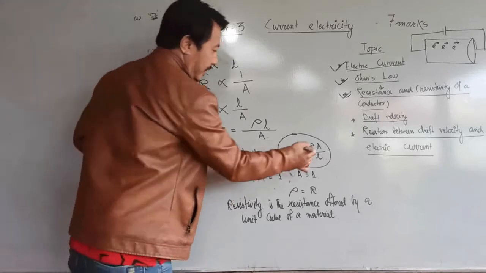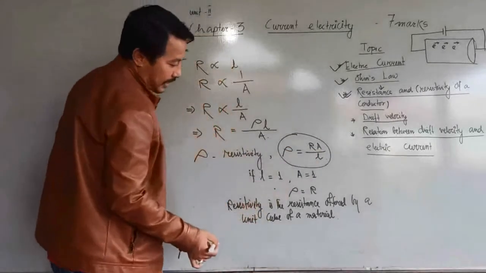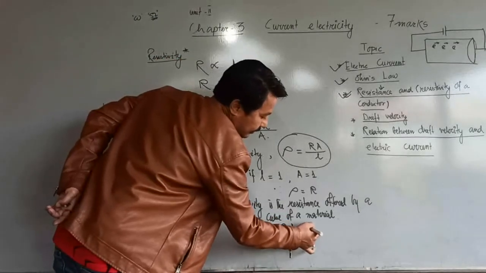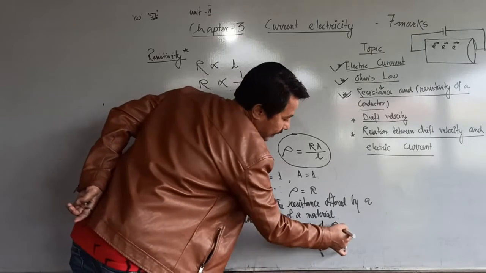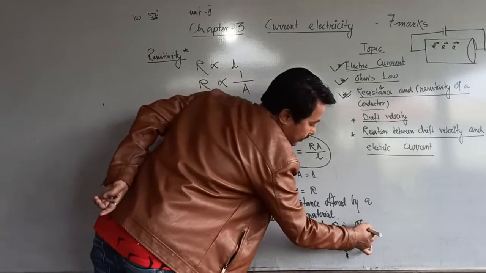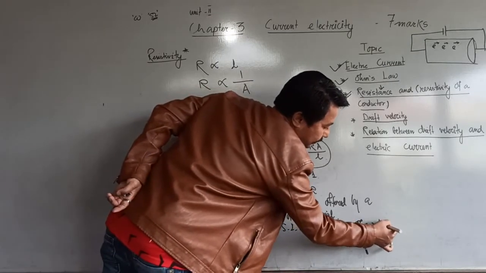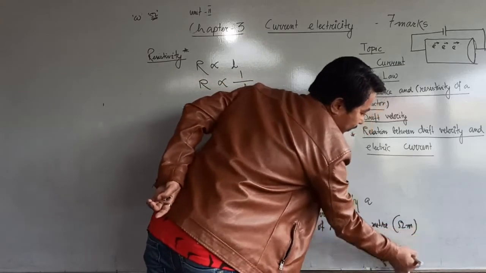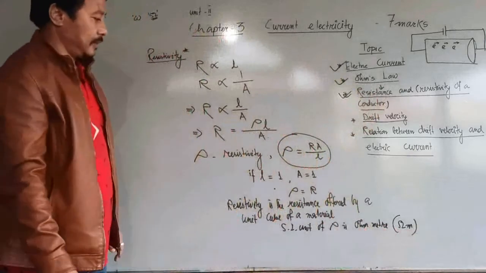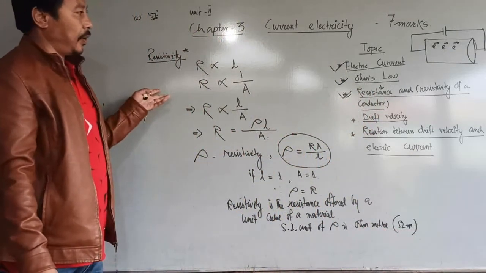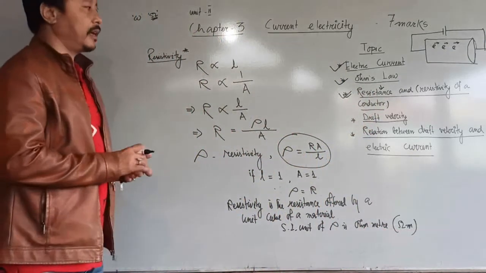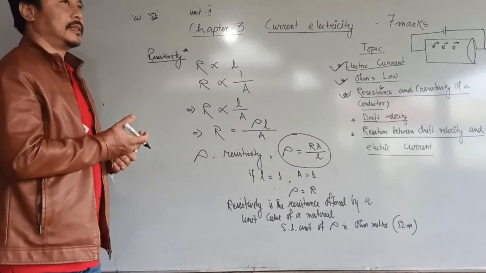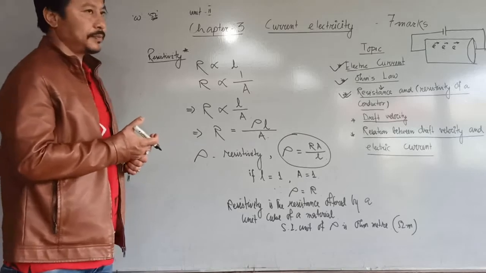The SI unit of rho is ohm meter, and the symbol is rho. Okay, now resistance and resistivity. So these are the things we have learned in the earlier class.